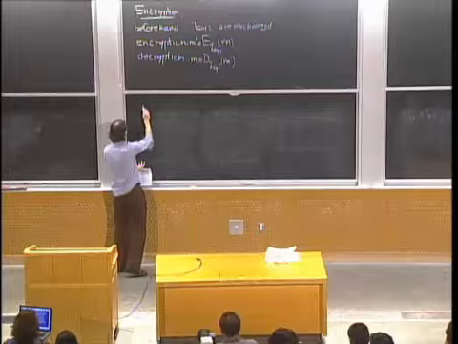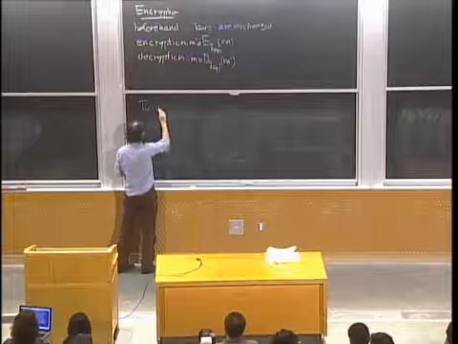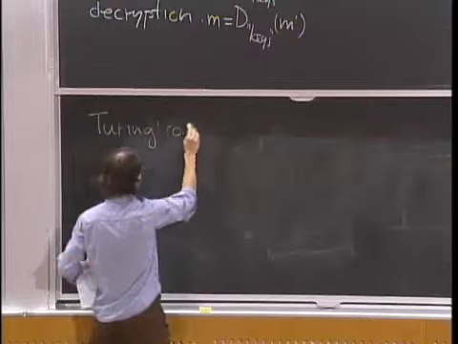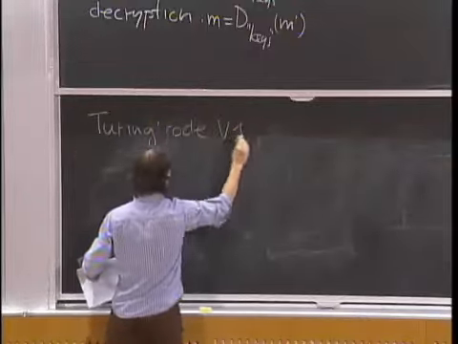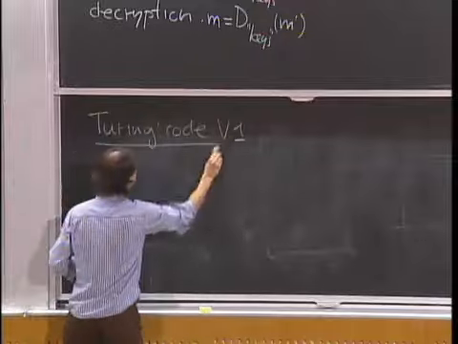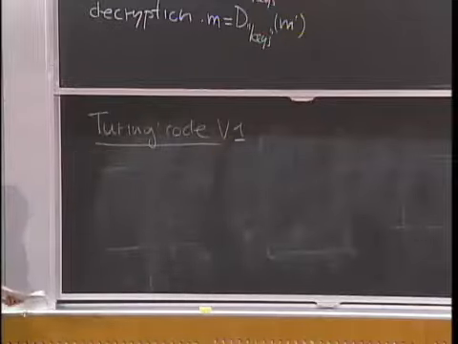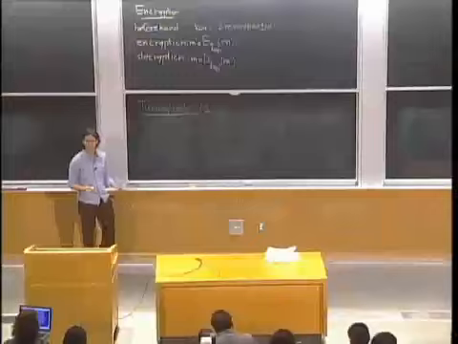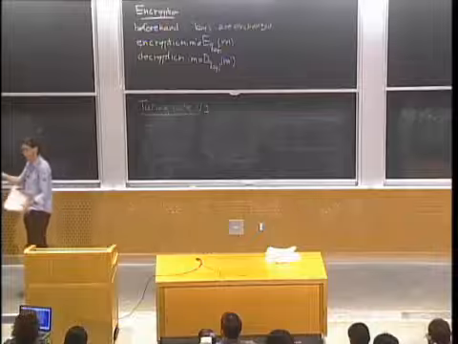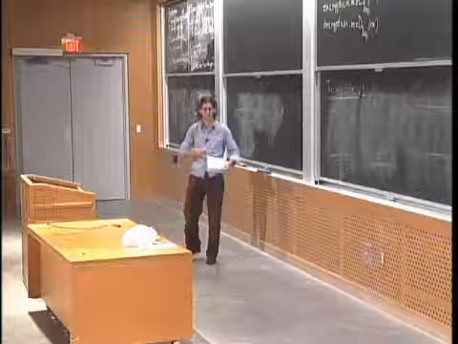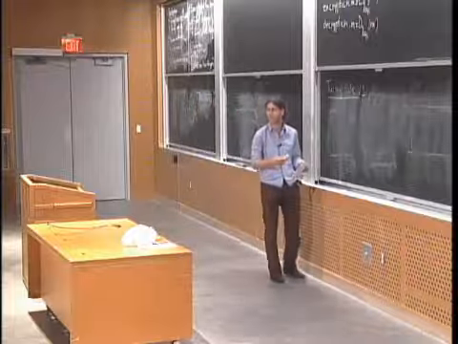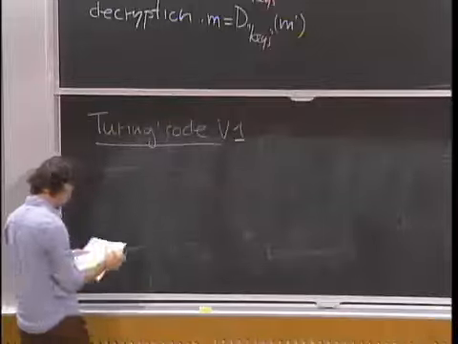So we will have a first scheme which we will call Turing's code, version number 1. And the whole idea is that we are going to translate a message, first of all, into a prime number, because we want to use numbers. You're here in a number theory class, so we want to use some tricks with numbers in order to encrypt it. So let's do this.